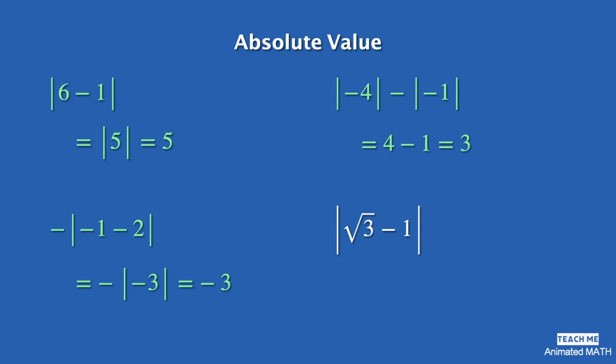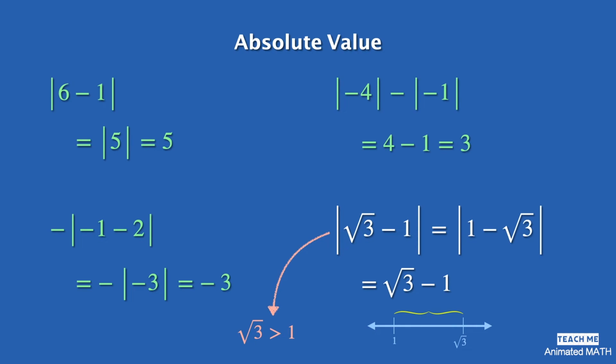In this example, let's look at the absolute value of the square root of 3 minus 1. Square root of 3 is greater than 1, so their difference is positive. That means after removing the absolute value symbol, the expression is equal to square root of 3 minus 1. This is the distance between square root of 3 and 1 on the number line. So, this value is also equal to the absolute value of 1 minus the square root of 3.